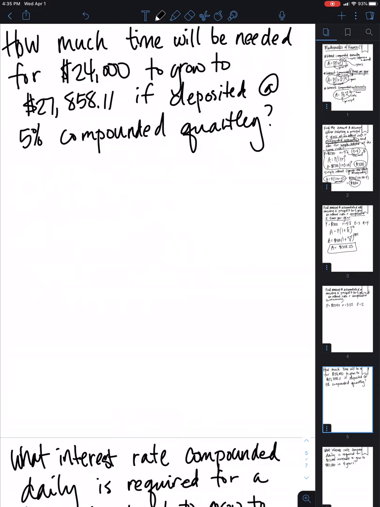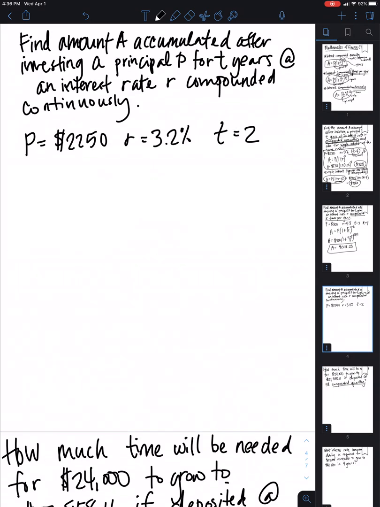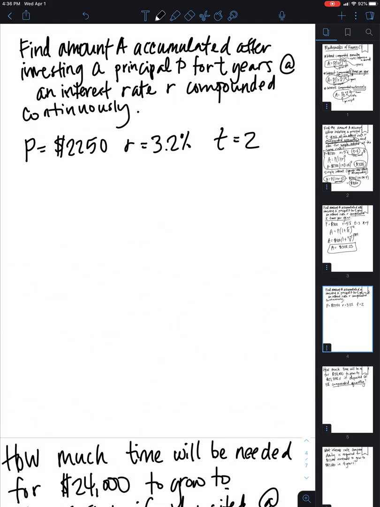All right, next question. How much time will be needed for $24,000 to grow into $27,858.11 if deposited at 5% compounded quarterly? Oh, you know what? I think I skipped a page. Let me go back. Sorry about that. I got ahead of myself. So let's find the amount after investing a principal, so many years, and an interest rate compounded continuously. I knew we hadn't used this third equation, so I skipped a page here.